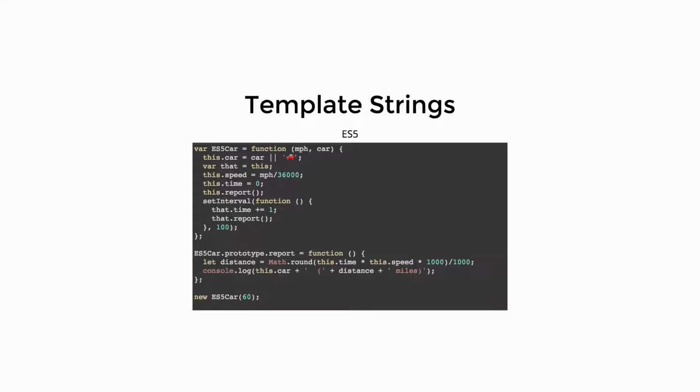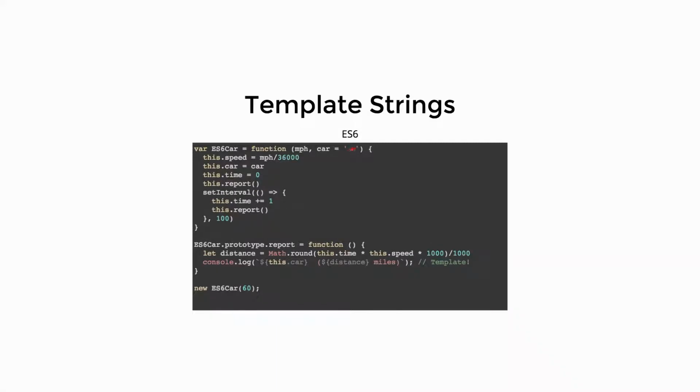So I've got there on line number 2, this car equals car or car. In other words, this is how we did default arguments in ES5. If you guys are familiar with doing that, or you can do typeof equals undefined, you reassign the value you need, right? Super obnoxious.